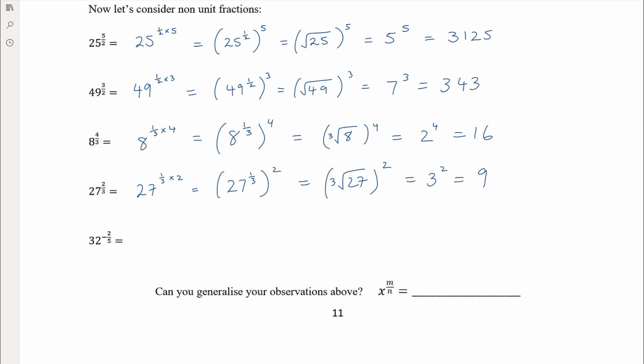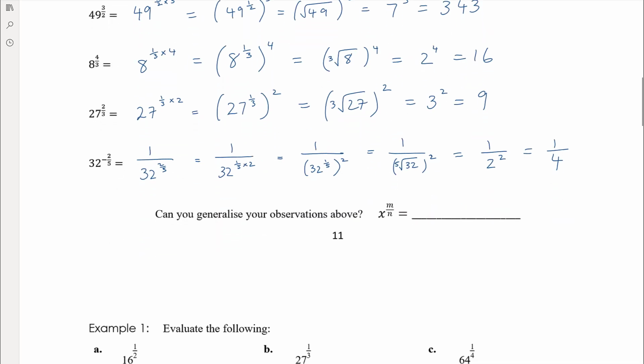Now, negative power just means it's all happening on the denominator. So this is 1 over 32 to the power of 2/5. 1 over 32 to the power of 1/5 times 2. So it's 1 over 32 to the 1/5 and then squared. 32 to the 1/5, the fifth root of 32. What to the power of 5 gives me 32? It's 2. So we have 1/4.